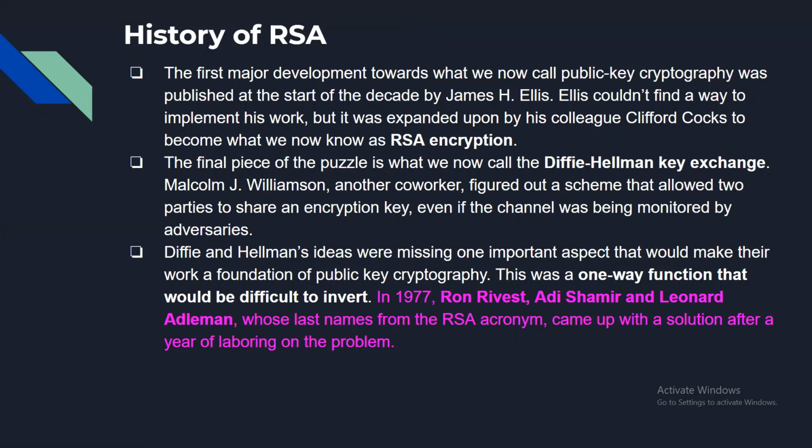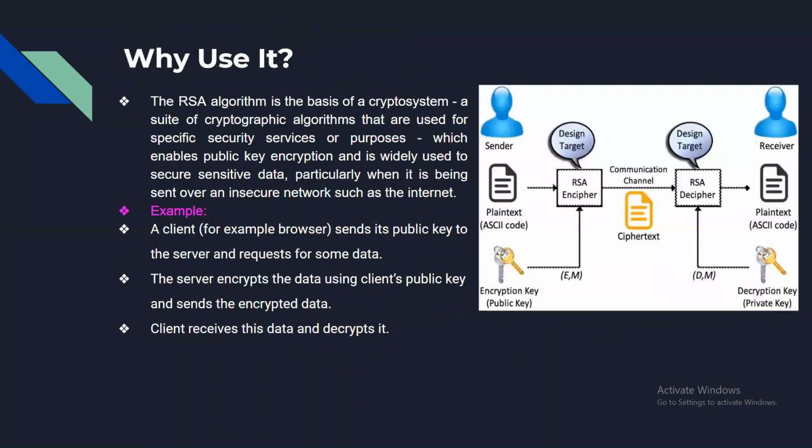So what happened in 1977 was that Ron Rivest, Adi Shamir, and Leonard Adleman, whose last names form the RSA acronym, came up with the solution, and that was after nearly a year of laboring on this particular problem. Now, why do we use this? So this is the RSA algorithm.